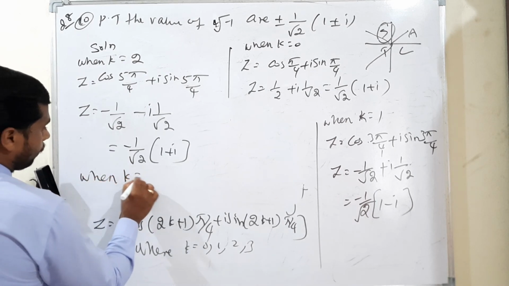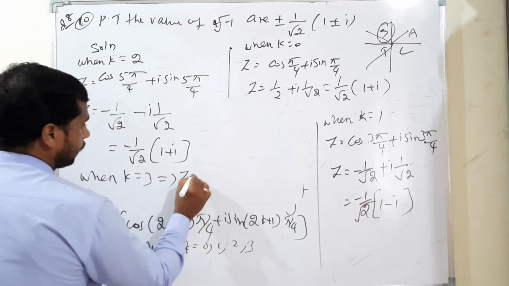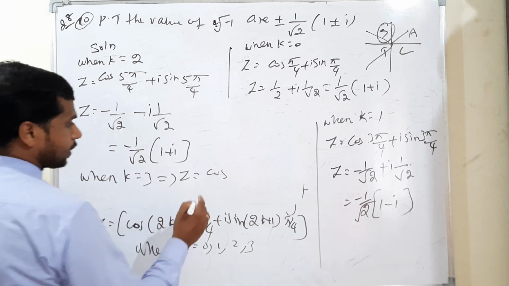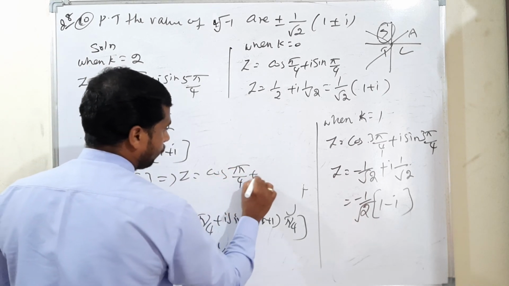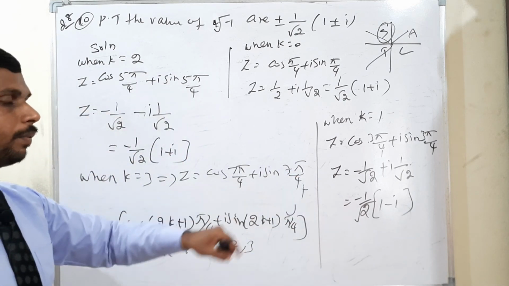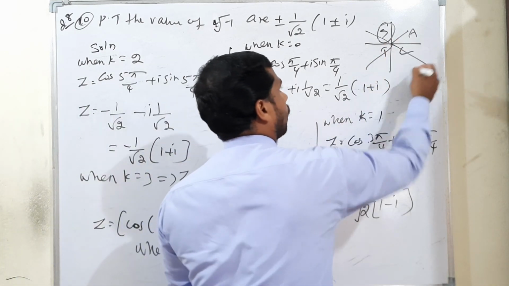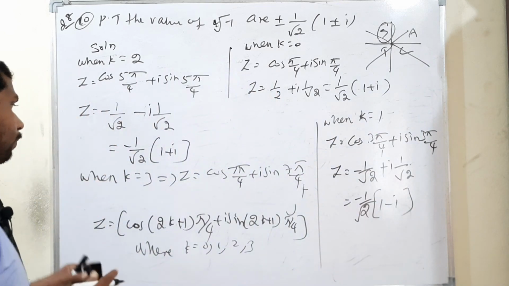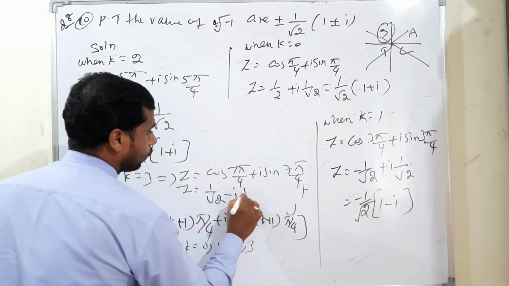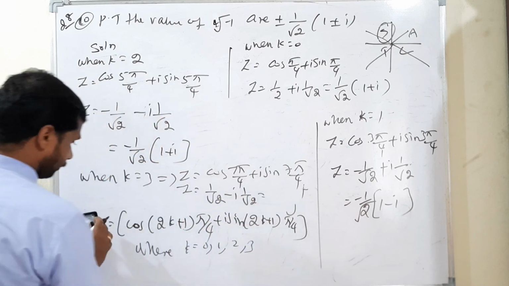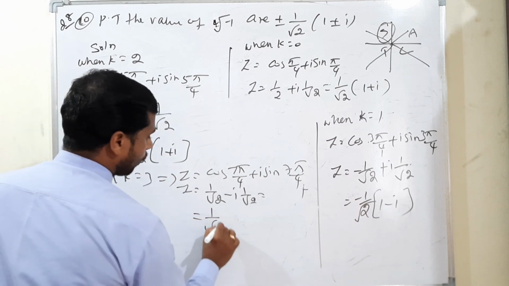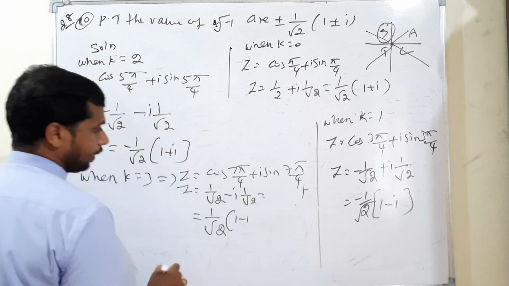Now I am moving to k is equal to 3. Sorry, my dear, when k is equal to 3, what will happen? z is equal to cos of 2 into 3 means 6, 6 plus 1 is equal to 7, 7 pi by 4 plus i sin 7 pi by 4. Already just now we found 7 pi by 4 means 315. It lies in the fourth quadrant, and fourth quadrant means only cos is positive. Therefore z is equal to positive 1 by root 2 minus i 1 by root 2. Again, taking 1 by root 2 common outside, the remaining 1 minus i will come.